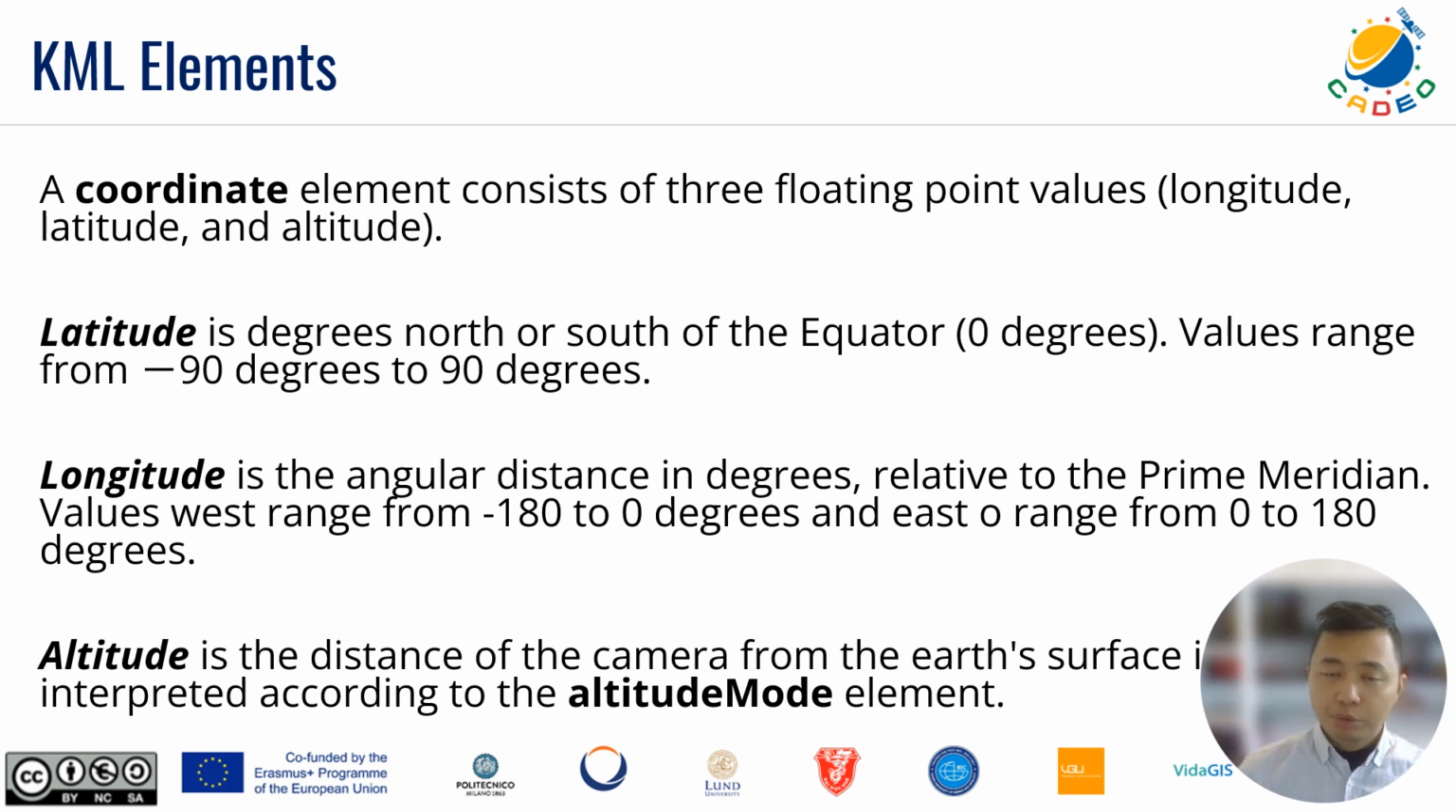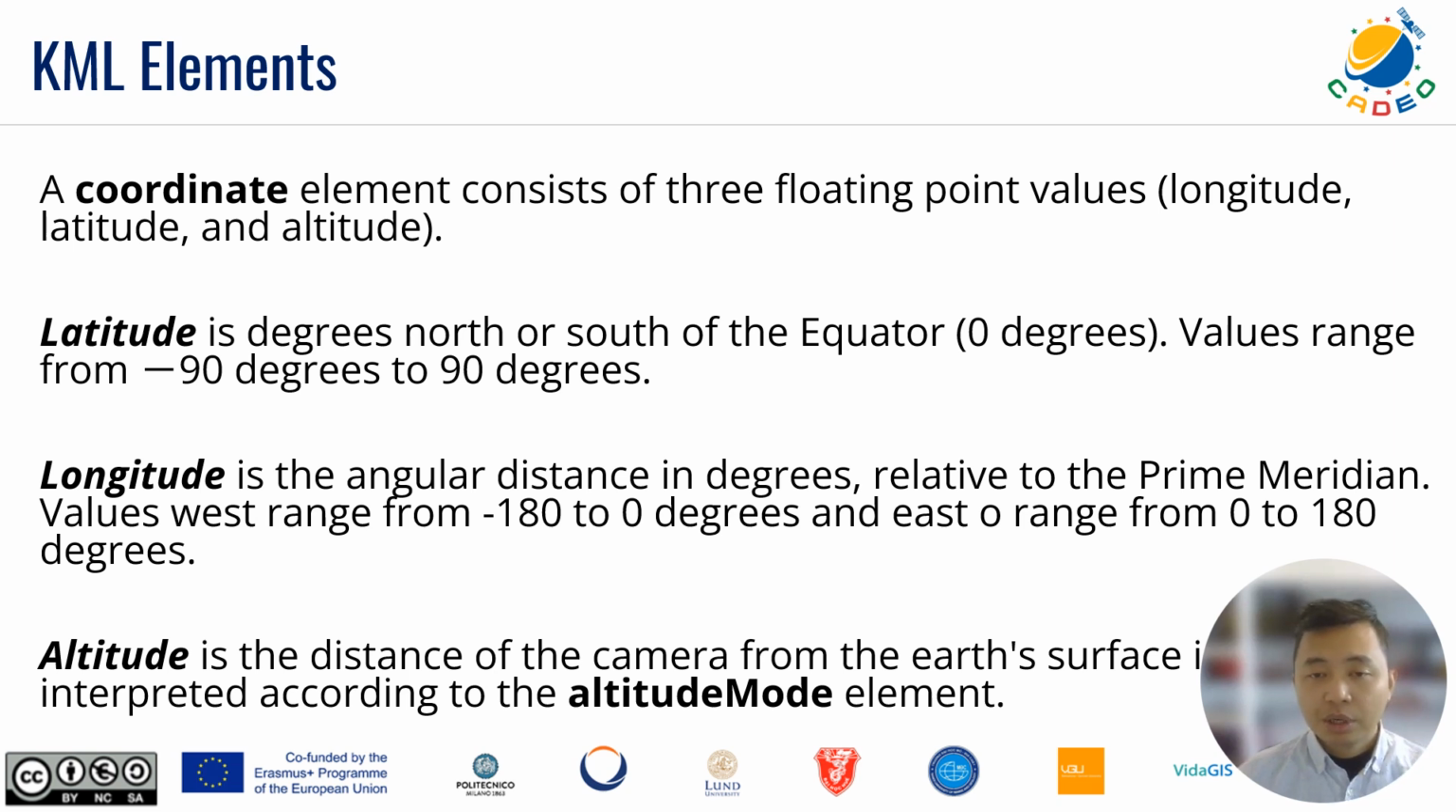However, I would like to repeat or explain briefly what latitude is in KML. Latitude is the value that indicates the angular distance north or south of the equator, which is designated as 0 degrees latitude. Latitude ranges from minus 90 degrees, the South Pole, to plus 90 degrees, the North Pole, with positive values representing locations in the northern hemisphere and negative values for the southern hemisphere.